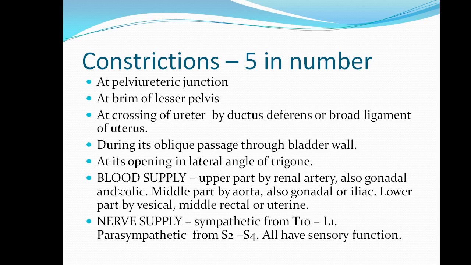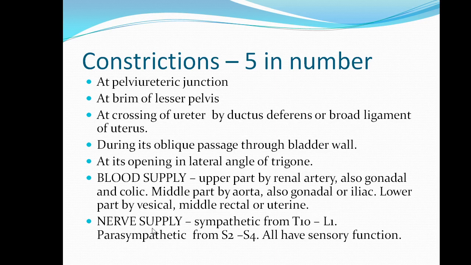uropathy. The blood supply of the ureter: the upper part is supplied mainly by the renal artery, and also gets some blood supply from the gonadal and colic arteries. The middle part of the ureter is supplied by the aorta and also by some of the gonadal and iliac branches. So some supply is also derived from the gonadal and iliac arteries. The lower part of the ureter is supplied by the vesical artery, middle rectal and uterine arteries.